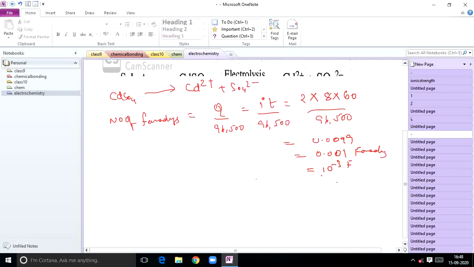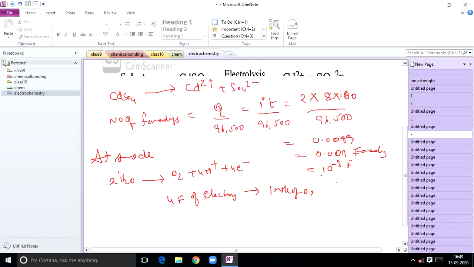So generally in aqueous solution, this is aqueous cadmium sulfate, so water will be there. So what is the equation? At anode, 2H2O gives oxygen plus 4H plus 4 electrons. This is a common equation. So this reaction takes place at anode. So from that equation, what you can write? 4 moles of electrons means 4 Faraday of electricity will give 1 mole of oxygen, right?